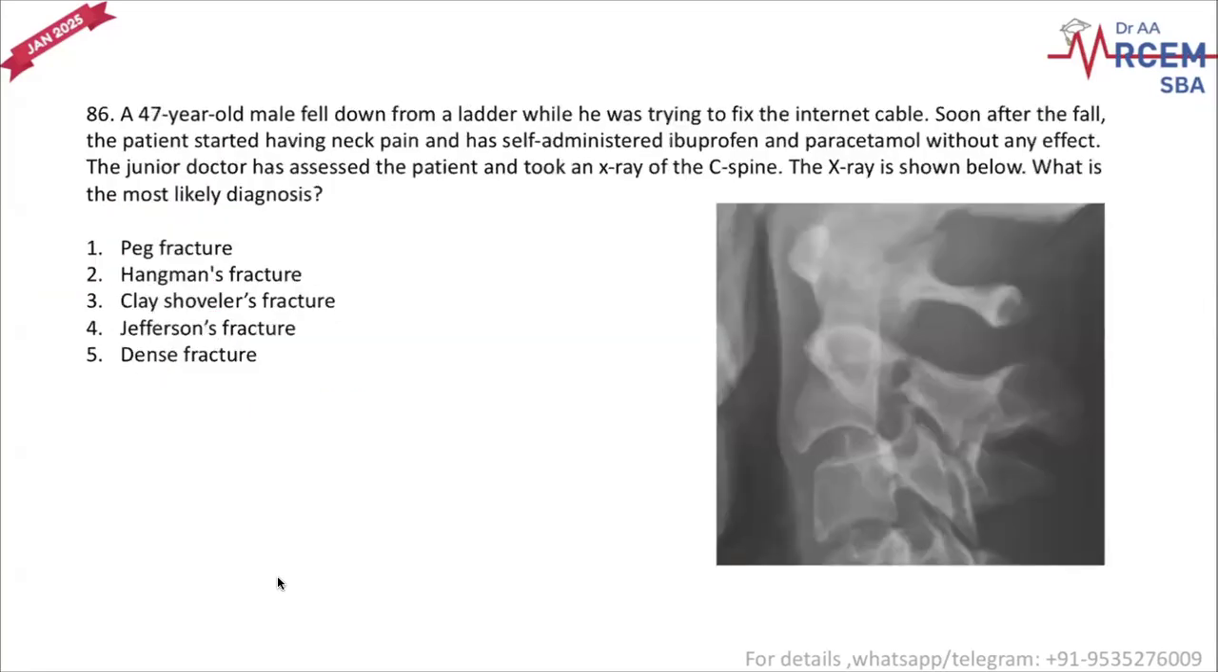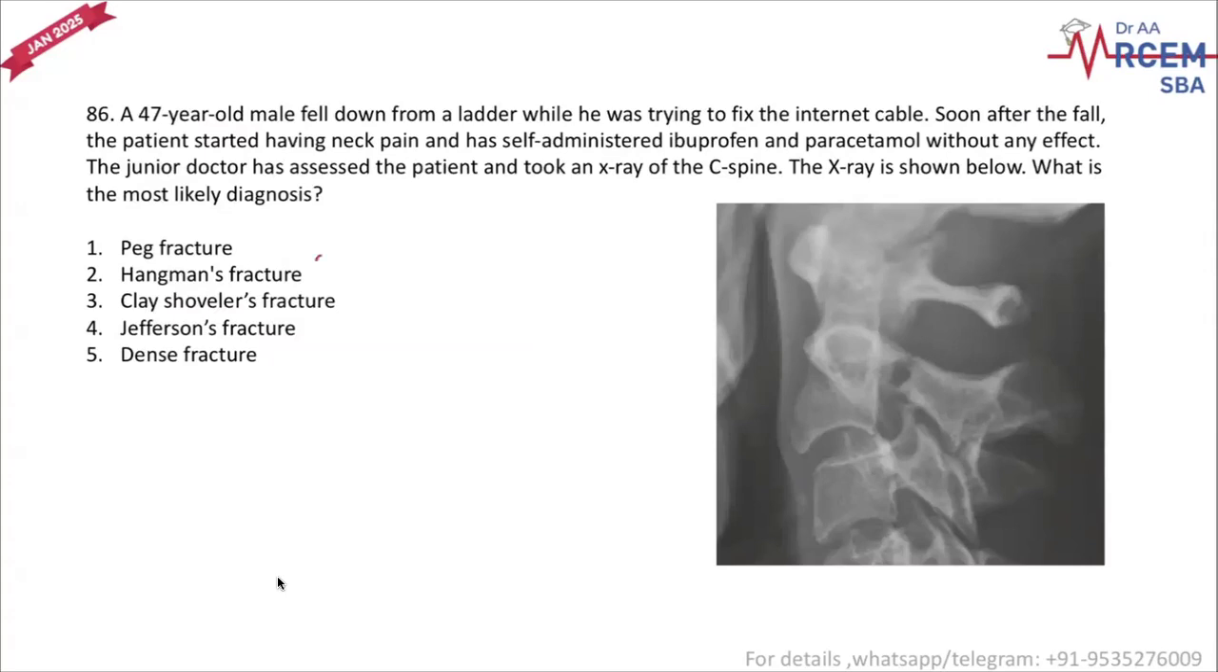A 47-year-old male fell down from a ladder while trying to fix the internet cable. Soon after the fall, the patient started having neck pain and self-administered ibuprofen and paracetamol without any effect. The junior doctor assessed the patient and took an X-ray, shown below. What's the most likely diagnosis?